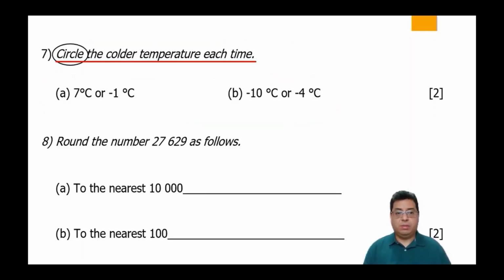For number 8, they want you to round the number 27,629 as follows. I'll read these two to you here since it's got a little bit of reading. For letter A, they want you to round to the nearest 10,000. For letter B, they want you to round to the nearest 100. So again, using the lines and the space given here, just follow the directions.